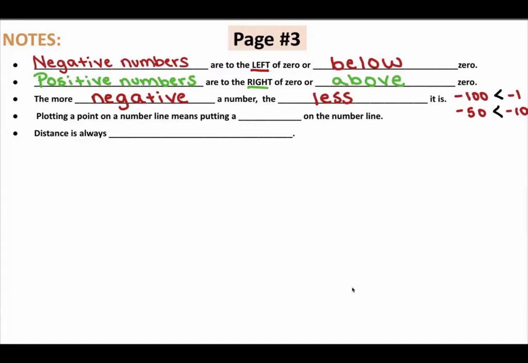Our next note is plotting a point on a number line. If you ever hear that, it just means putting a dot on the number line. And then distance is always positive. For example, if I was going on a 5-mile run south, I would never say I went on a negative 5-mile run. So distance is always positive.